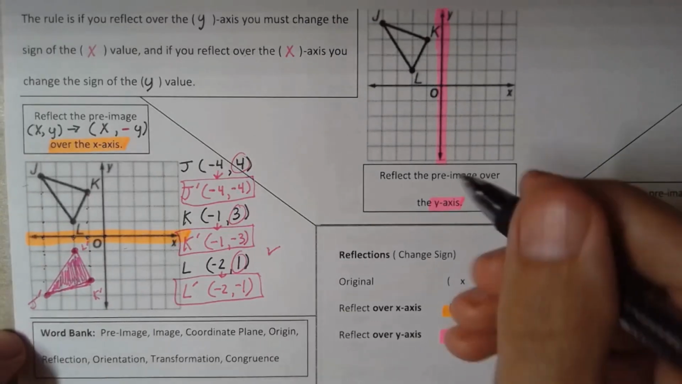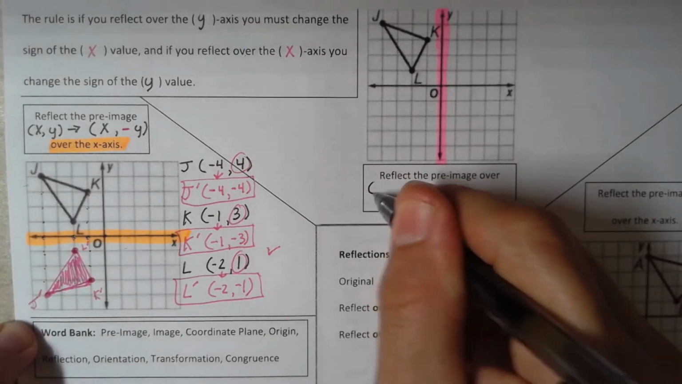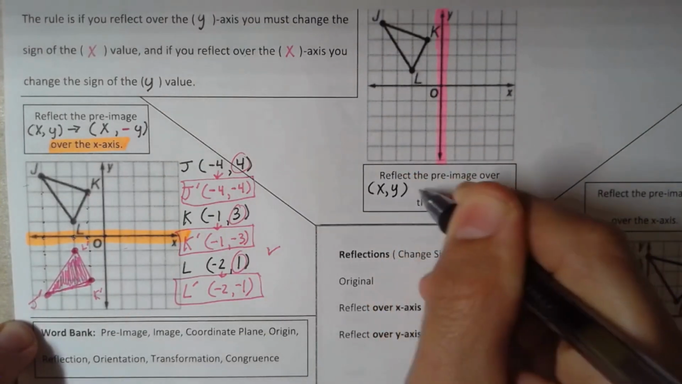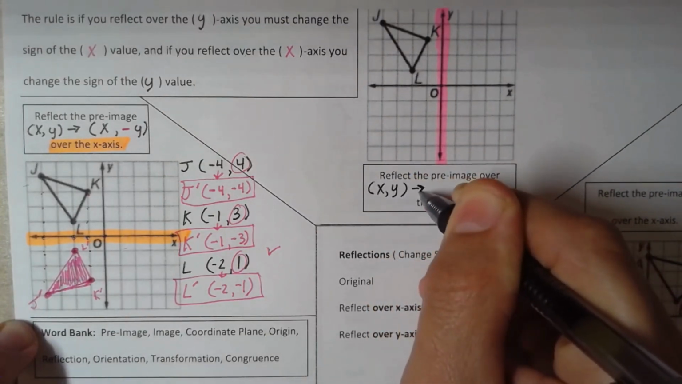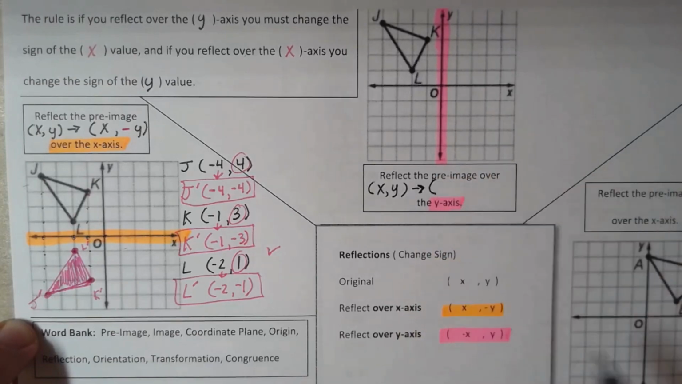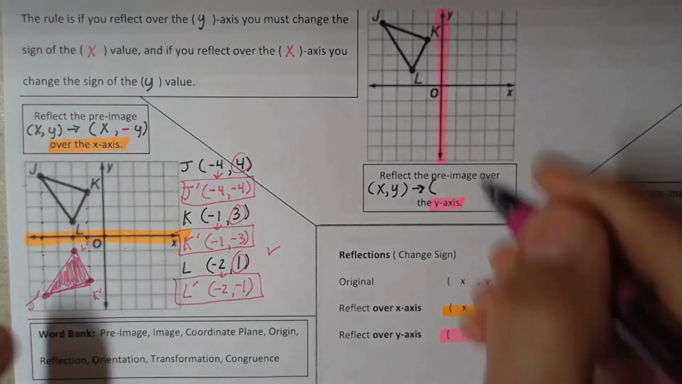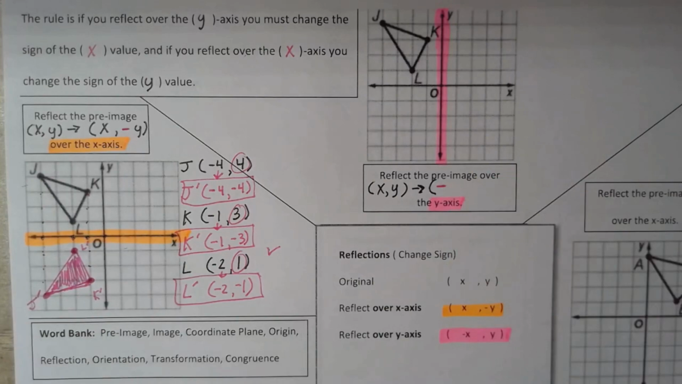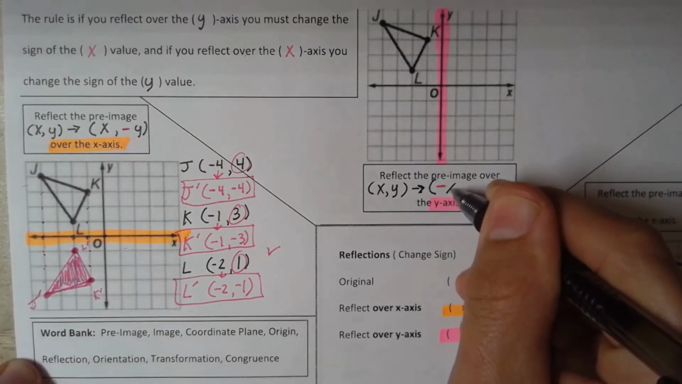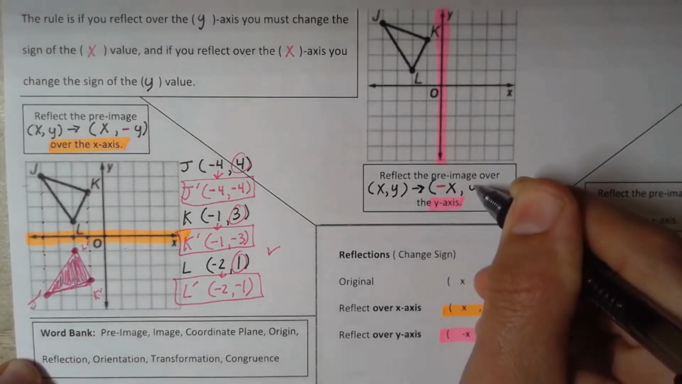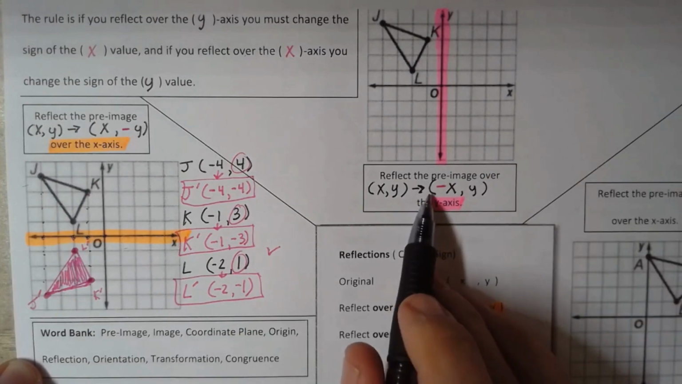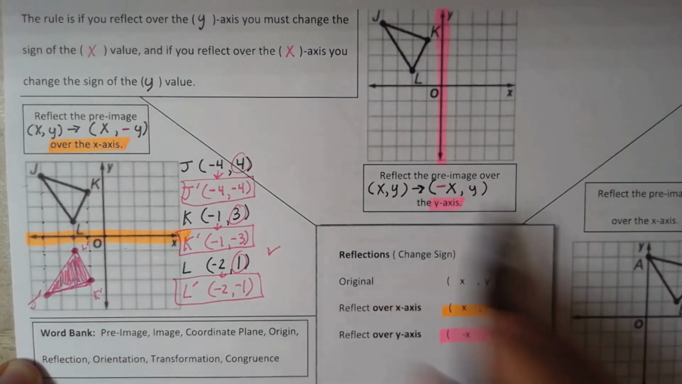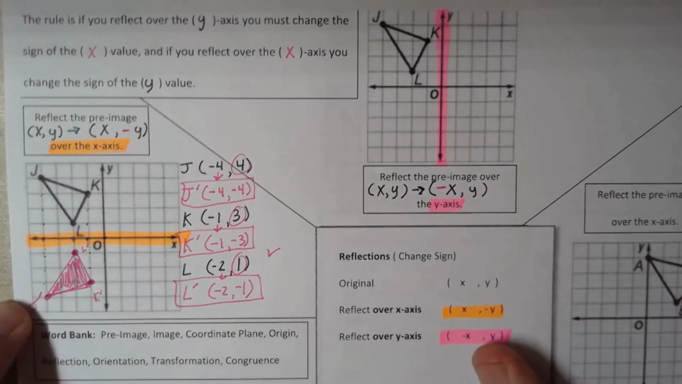So let's go ahead and write our rule, and we'll write it right here. We're going to say x and y. Because it's going over the y-axis, we're going to change the x. So I'm going to put a negative sign in front of the x, which means change the sign on that value. And then y. And that's my algebraic rule: negative x, y.